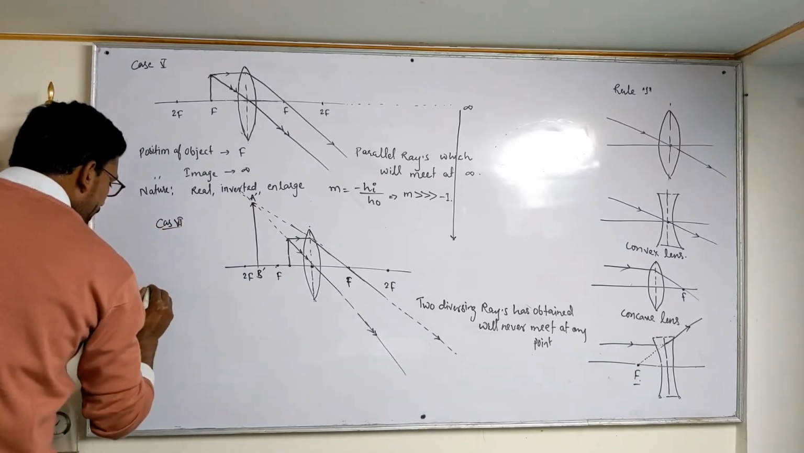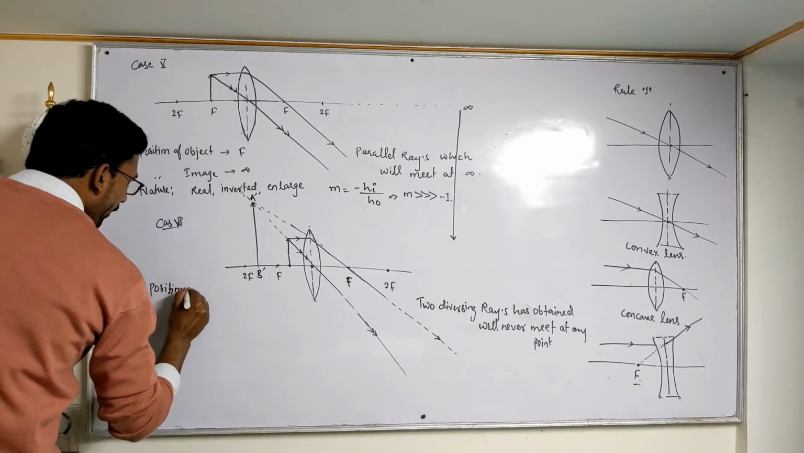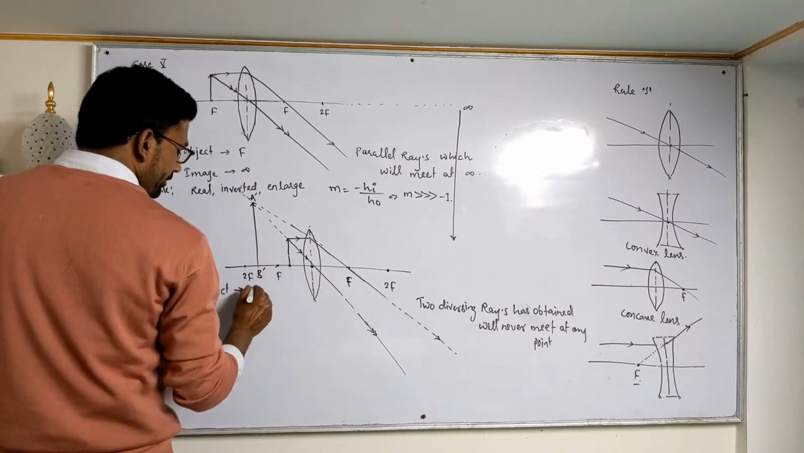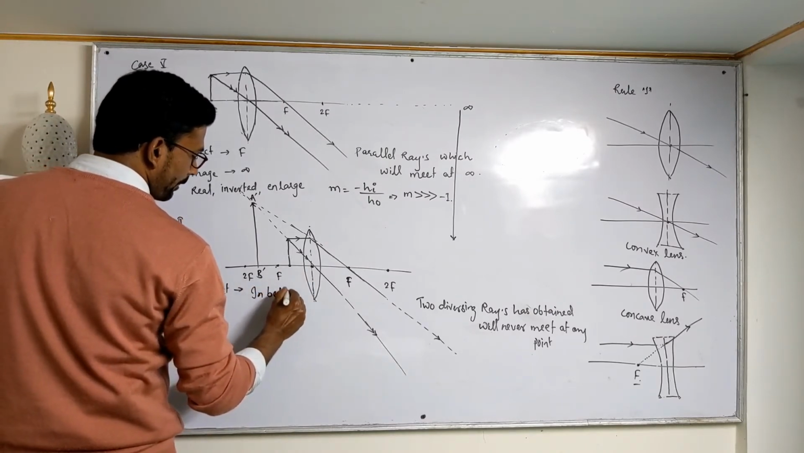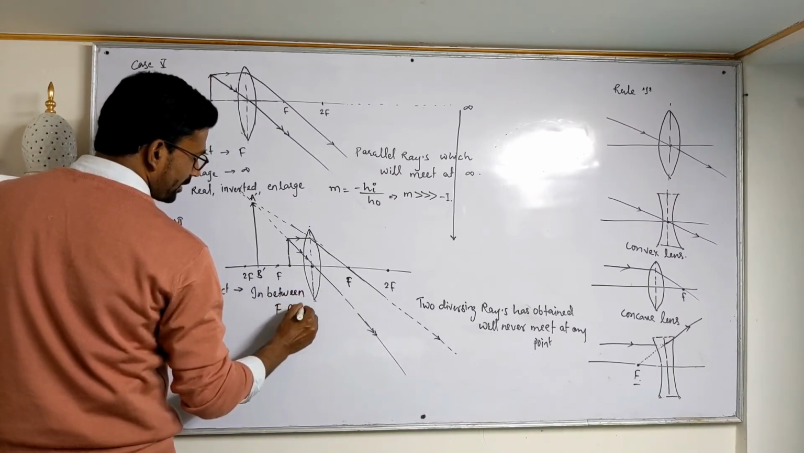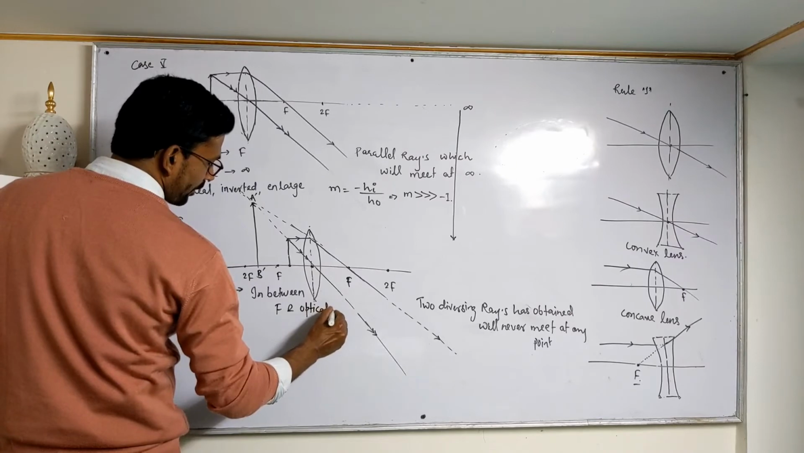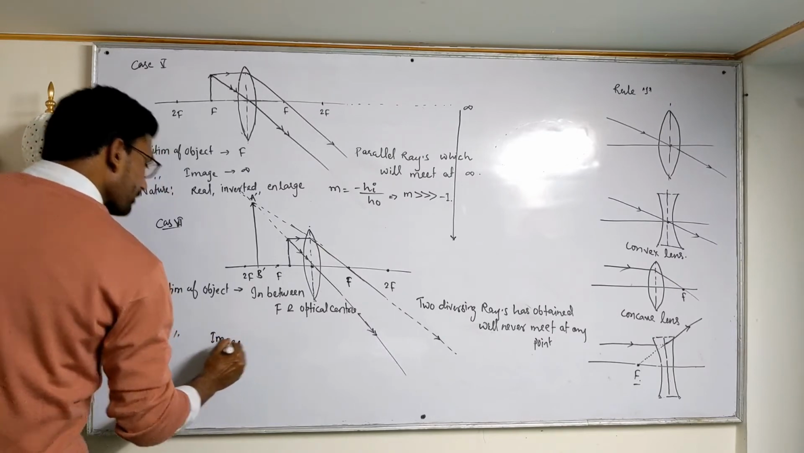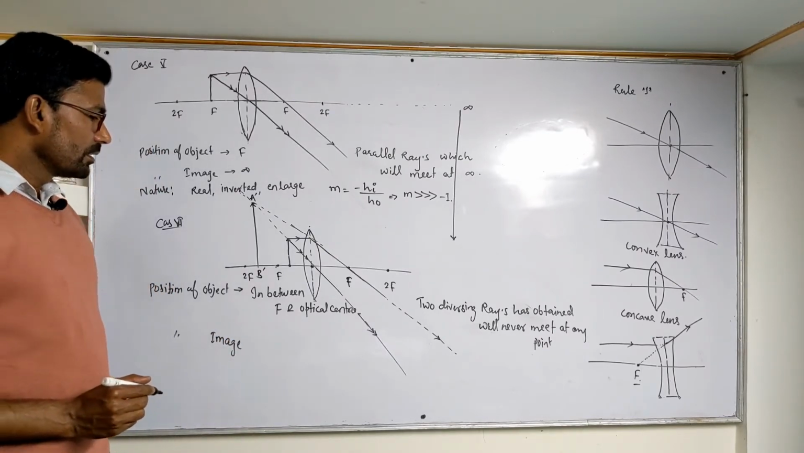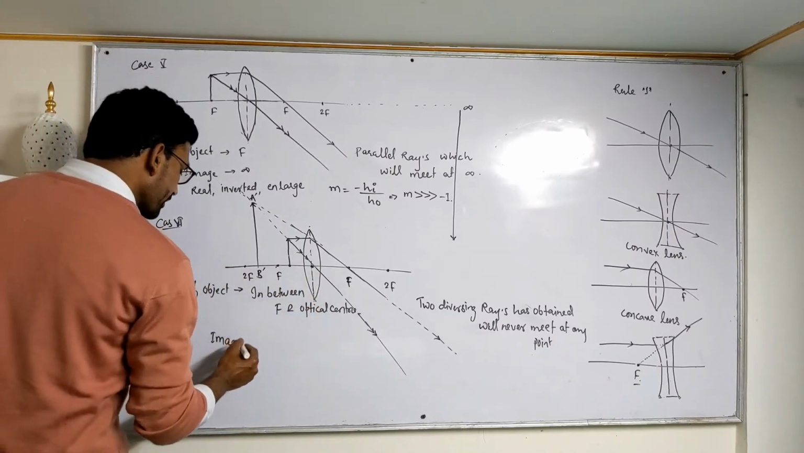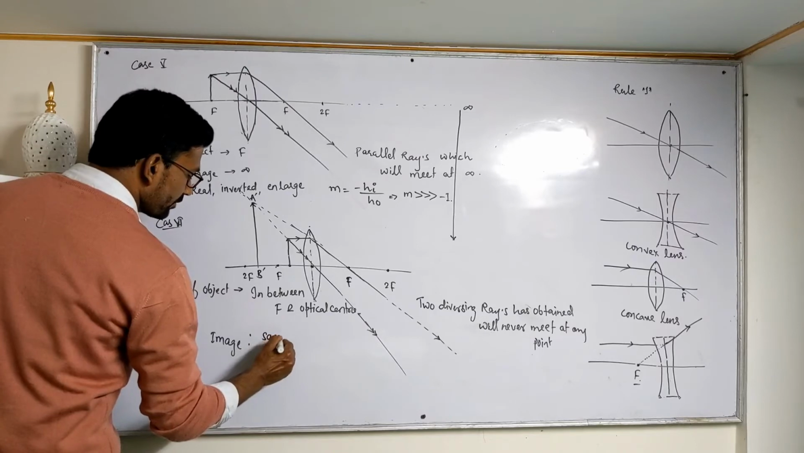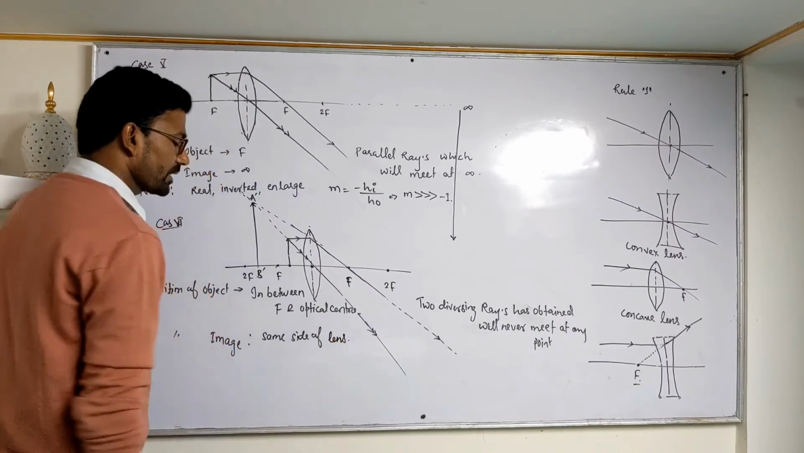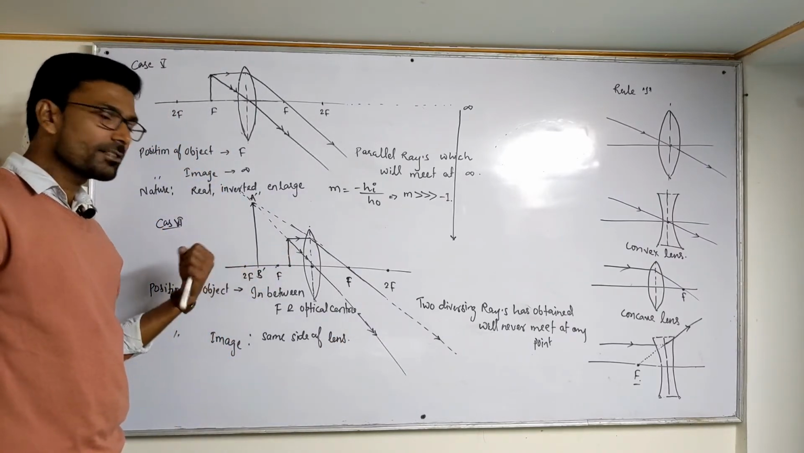First step, position of object. Position of object: in between F and optical center. Position of image: same side of lens. Somewhere here, on the same side only it will form.